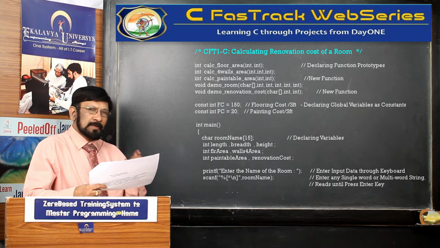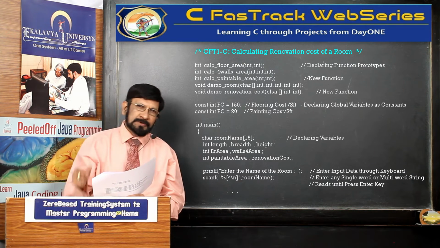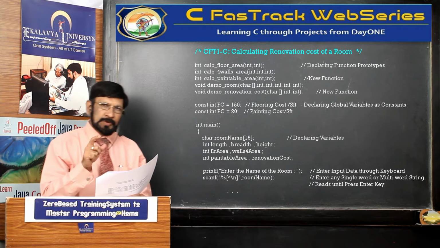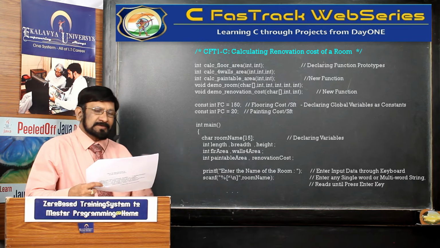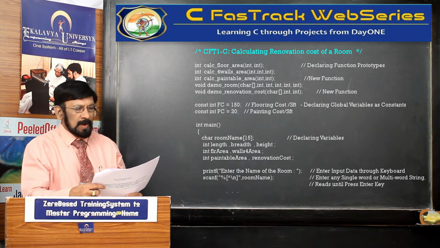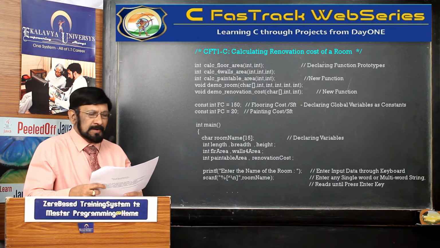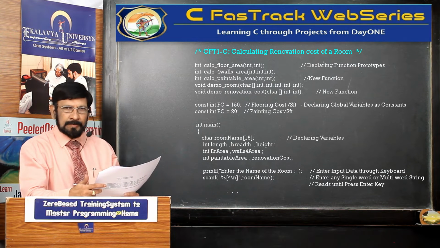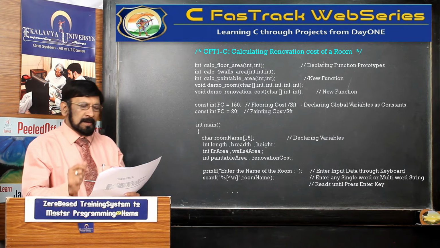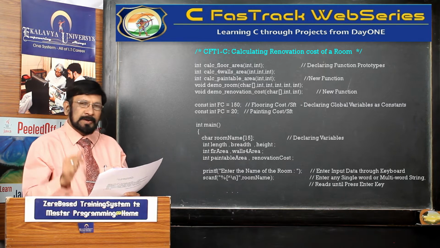So for calculating paintable area, which arguments do you have to give? You are supposed to give floor area plus 4 walls area. That's why 2 arguments are there, both int. Thereafter, demo renovation cost. Actually, for that, what do you have to give? Room name you have to give, obviously. Thereafter, 2 ints you have to give, by that you can calculate.